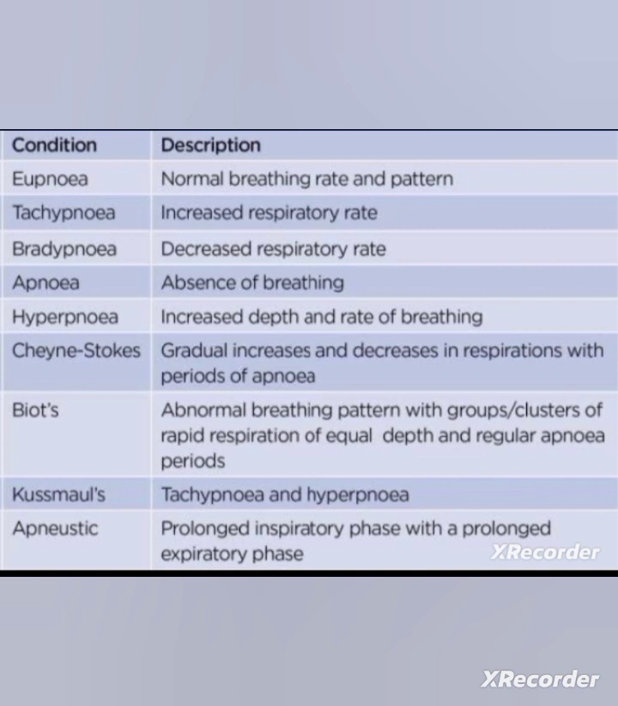Cheyne-Stokes respiration is a gradual increase and decrease in respiration with periods of apnea. Biot's respiration is an abnormal breathing pattern with clusters of rapid respirations alternating with apnea. Then Kussmaul's respiration is recurrent tachypnea and hyperapnea. Then apneustic respiration is a prolonged inspiratory phase with a prolonged expiratory phase. So these are all the abnormal respirations.